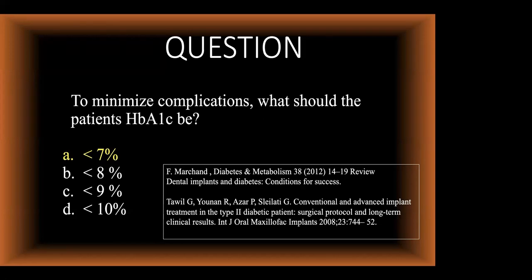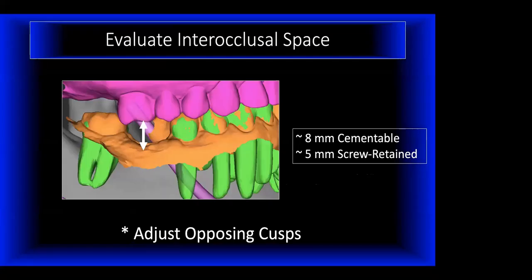So what do we do when the patient's over 8, 9, 10? We refer them back to their physician. We explain to the physician that the patient needs to be better controlled, because what we are doing is we want to do this once and we do not want complications. So let's get back to evaluating this patient.